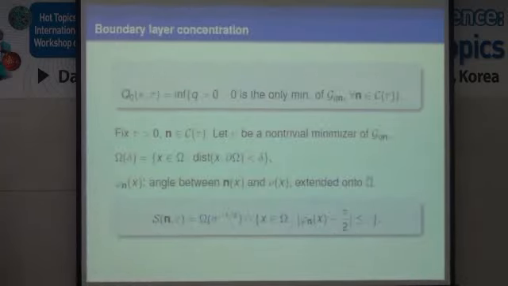Then you look at how to describe the surface smectic state. Actually, we want to say that the order parameter concentrates on the boundary. You fix n, which is the trivial minimizer. You look at the part of the boundary where the angle between this n and the normal vector of your surface is smaller than half pi. This means n is somehow close to tangential to the boundary.